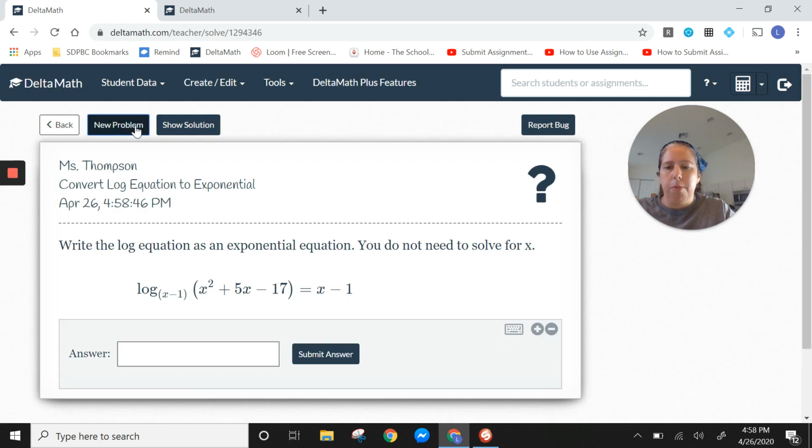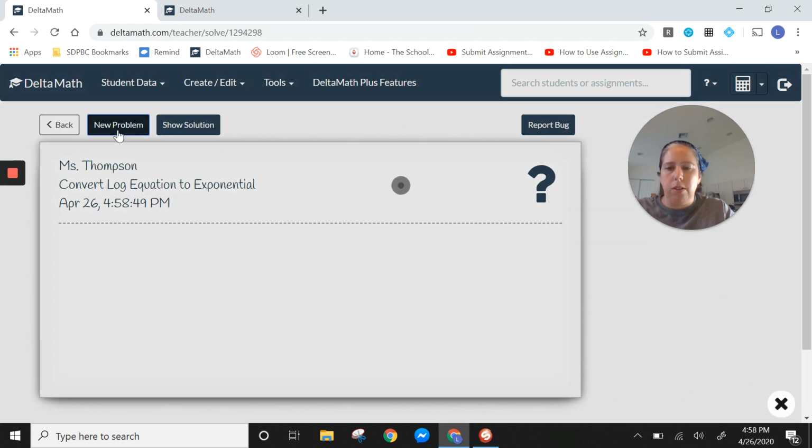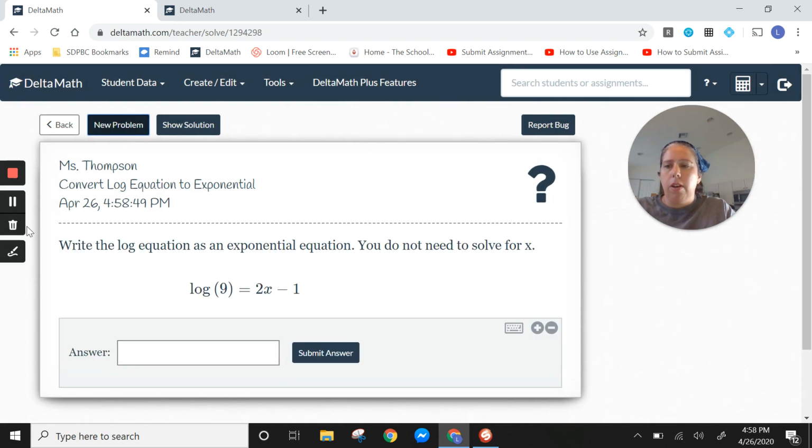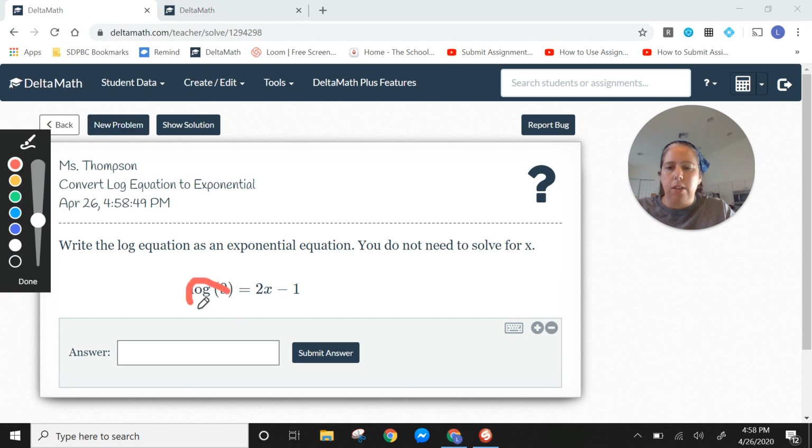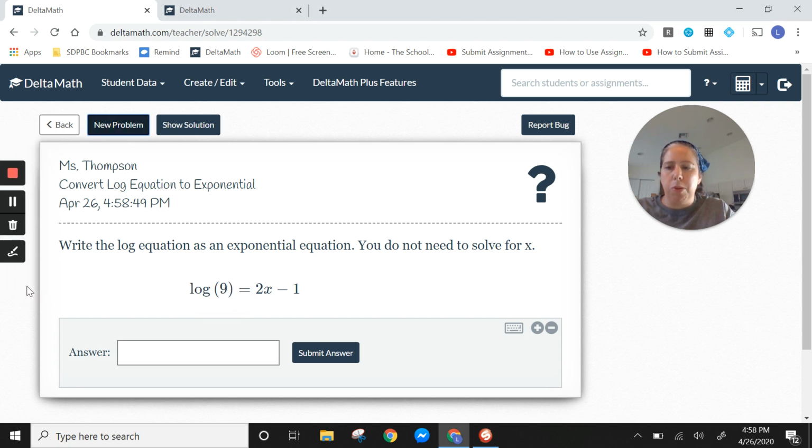Okay, the other one I want to show you is something like this. Remember we've talked about this. There's no base down there. Hopefully you guys remember what the base is. If there's no base, remember the base is 10.